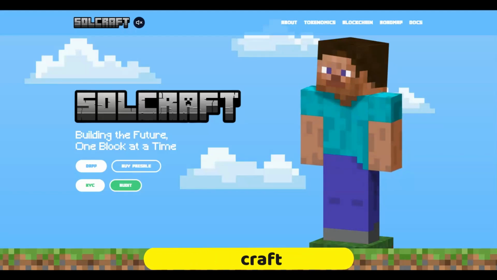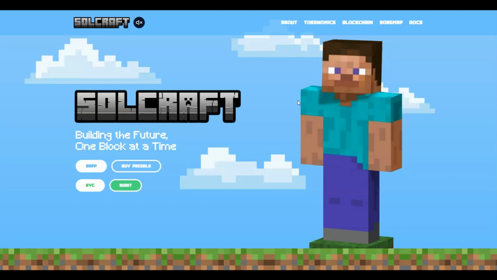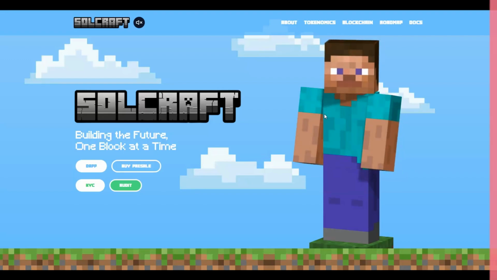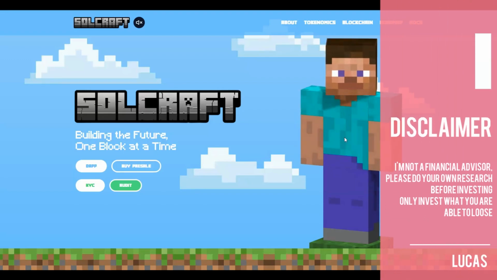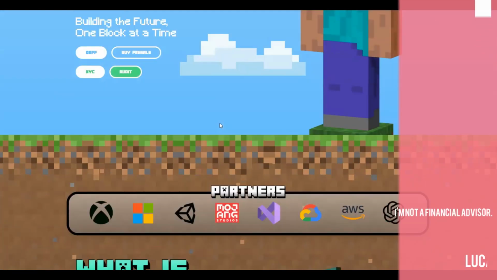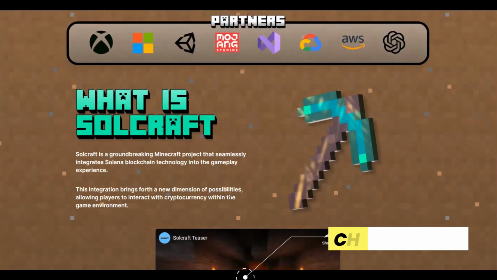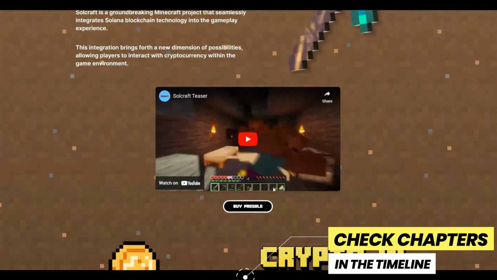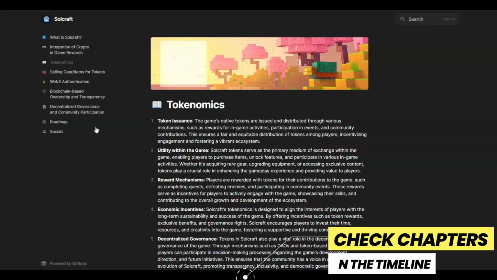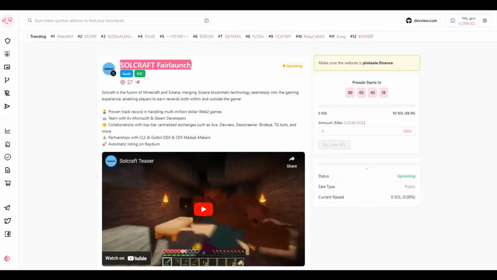This is Solcraft, and yes, exactly as you think, this is Minecraft on Solana. It's a bit deeper than that, but literally very easy to explain, and I'll try to tell you all about it, or as much as I can. Maybe look at some specifics, and then there is a fair launch of the token Solcraft in 3 hours.